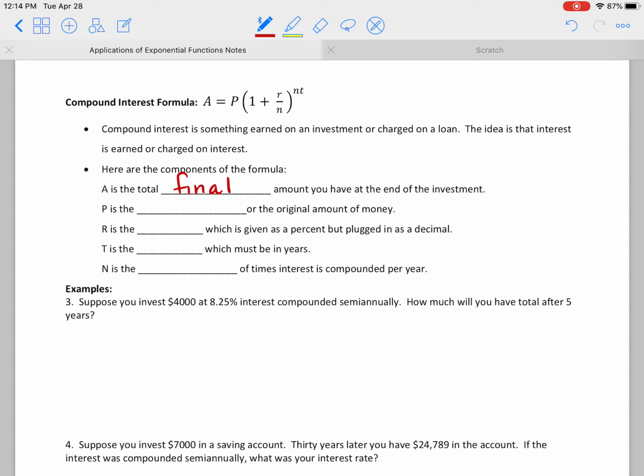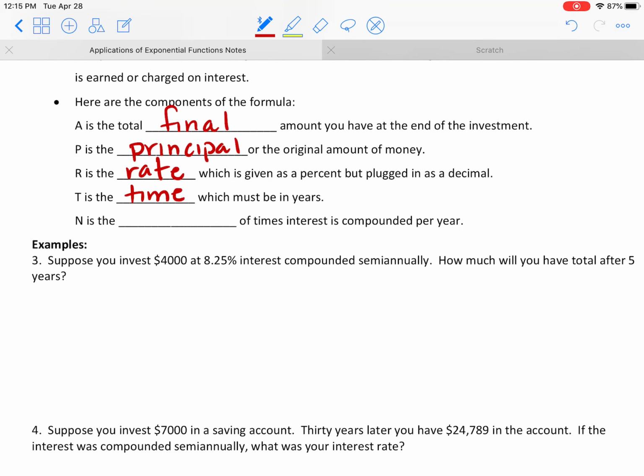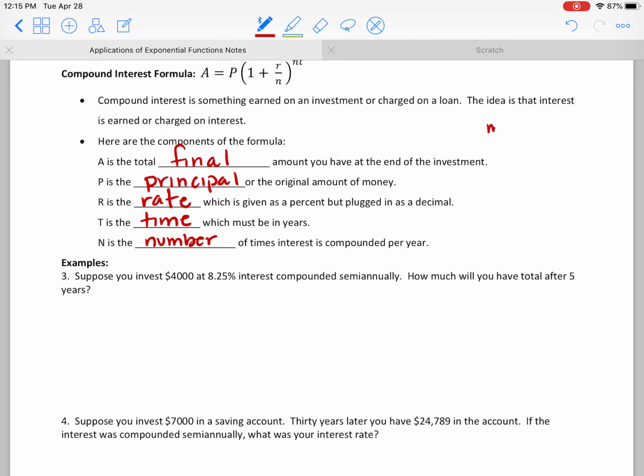That's sort of a general idea, but compound interest is basically you earning interest on interest. So either earning more interest on interest for an investment or being charged more interest on interest for a loan, which would be terrible. But A in the formula represents the total final amount that you have earned or are being charged, depending on if it's an investment or a loan. P represents the principal, which is the starting amount, the original amount of money. R is the rate, and the rate's given to us as a percent, but we would plug it in as a decimal. T is time, and it has to be in years. T is time in years. And then N is the number of times the interest is compounded.